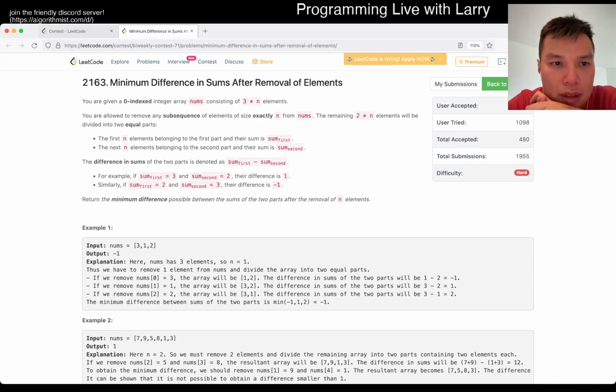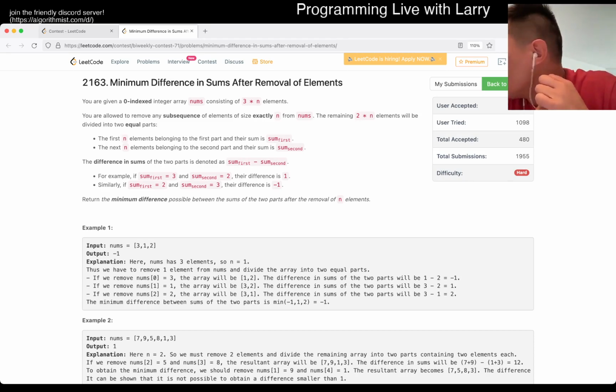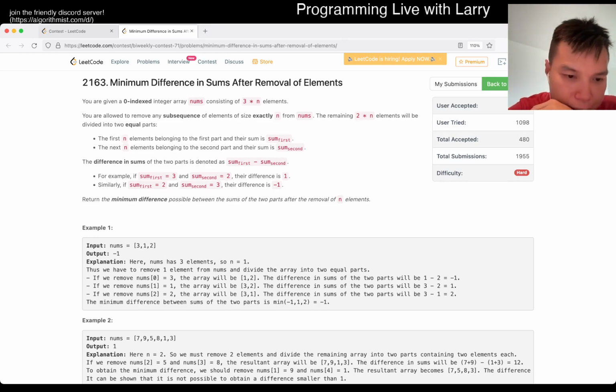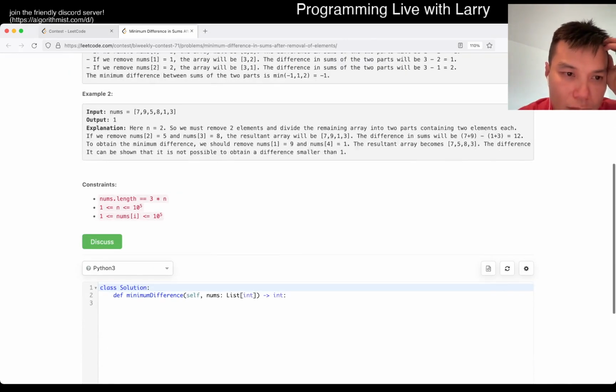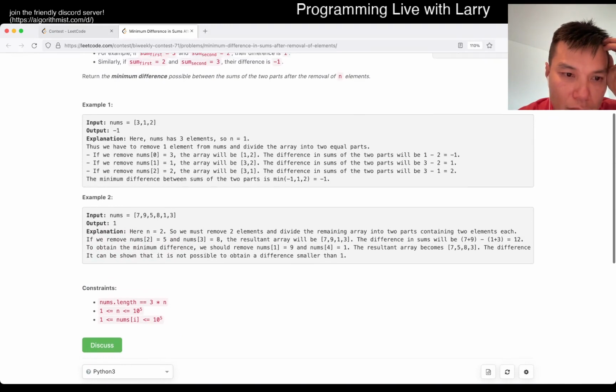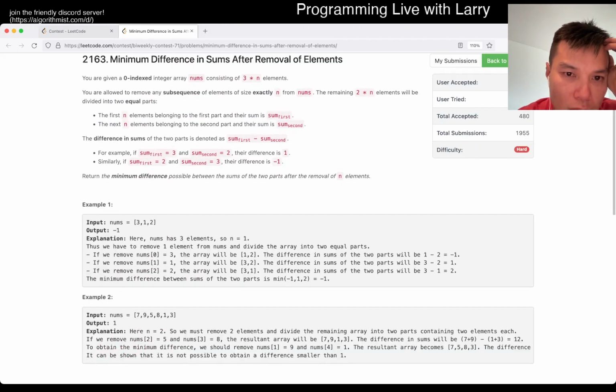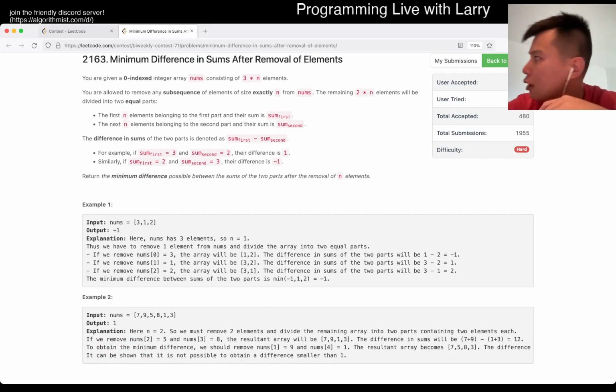Oh, wait. I think I misread this for a second, or I misunderstood this problem. So actually, the order matters. For some reason, I thought I could just sort it. Okay, how does that change? That changes things a bit, actually.